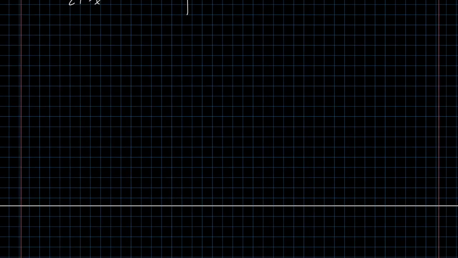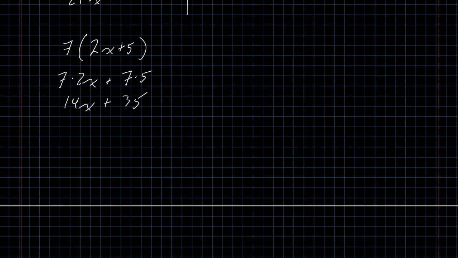In a sense, multiplying something more complicated by a monomial is also something we've done before. The number 7 by itself is a monomial. Multiply that by a polynomial, like 2x plus 5, and hopefully you remember using the distributive property to write this as 7 times 2x plus 7 times 5. 7 times 2x is 14x, 7 times 5 is 35, and that's all there is to it.